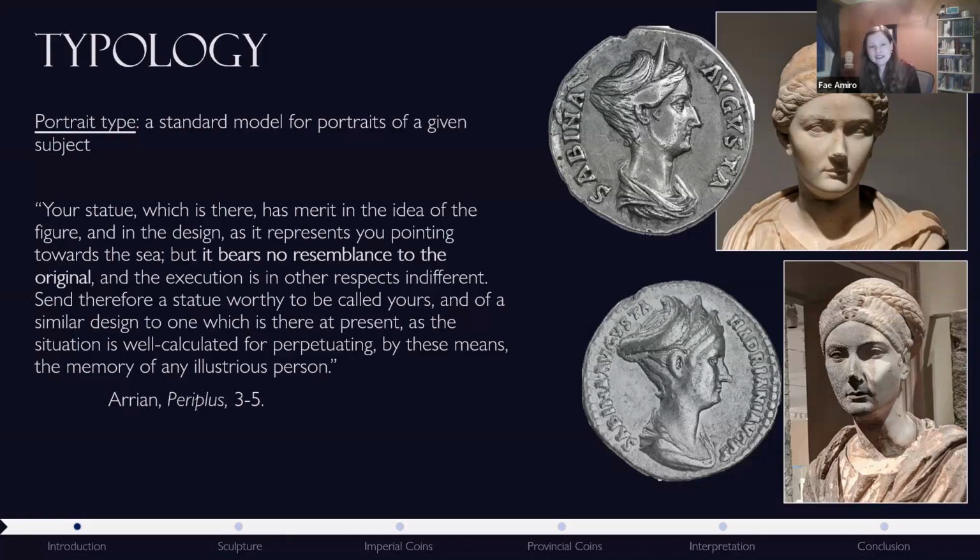One described by Arrian: if this portrait were to be removed from its statue base, would we ever be able to know that that was supposed to be Hadrian, if it truly, as Arrian suggests, bears no resemblance to Hadrian whatsoever? And finally, one of the big questions is, what is the relationship between the different media? What's the relationship between the imperial coin, sculpture, and provincial coins?